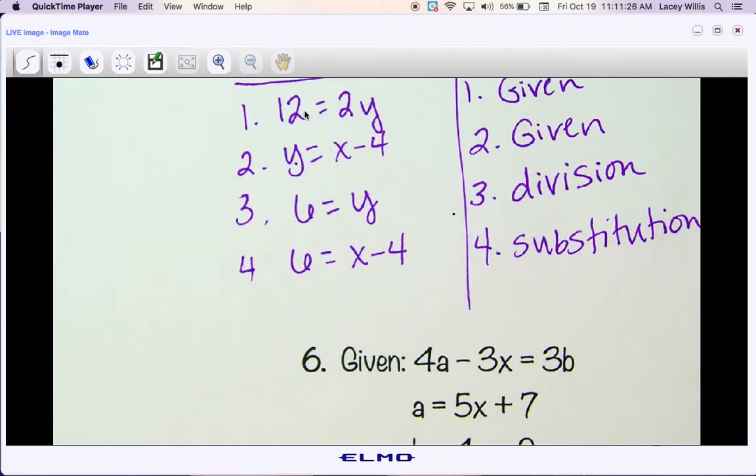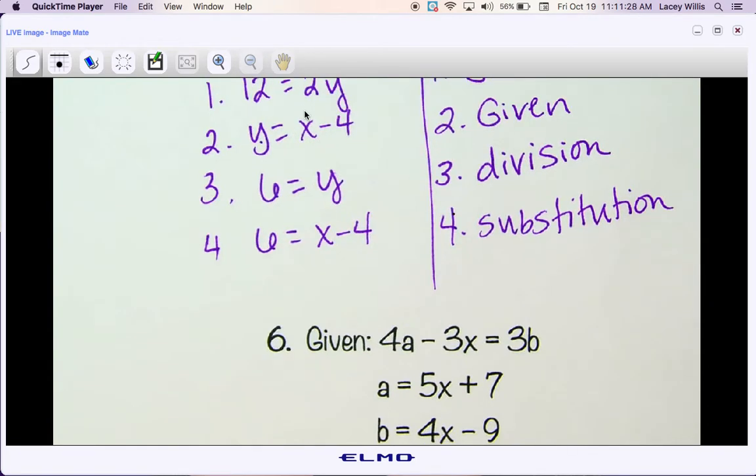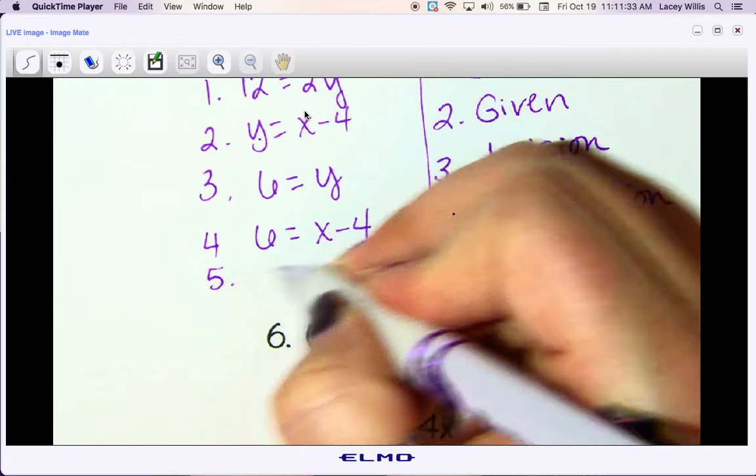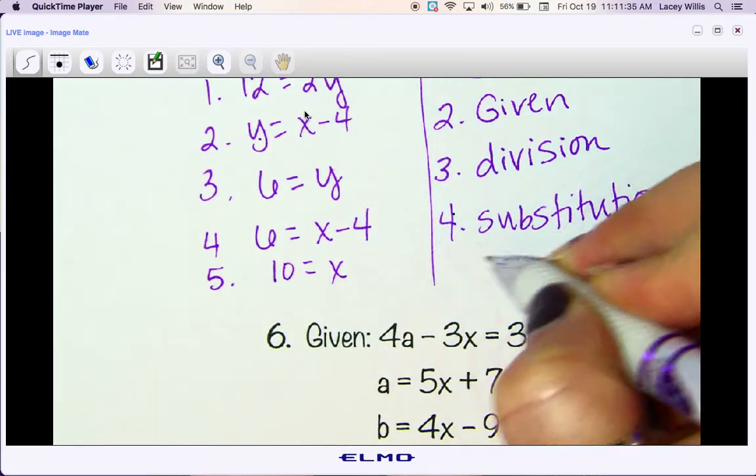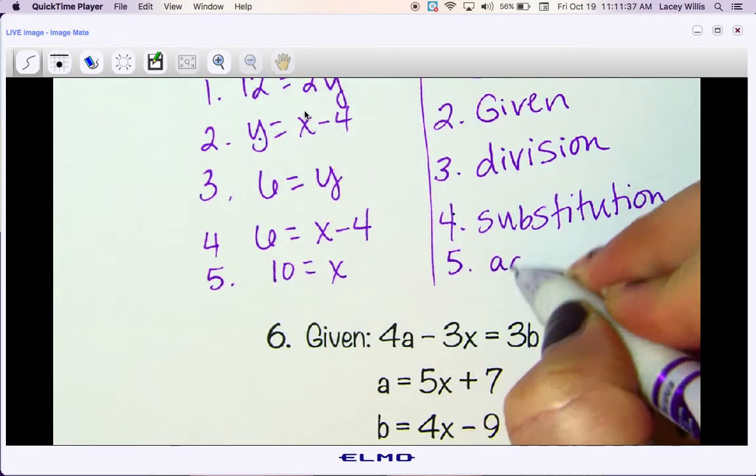Can I solve it now? Yeah. What do I need to do next? Add the 4. So that would be 10 equals x. That was addition.